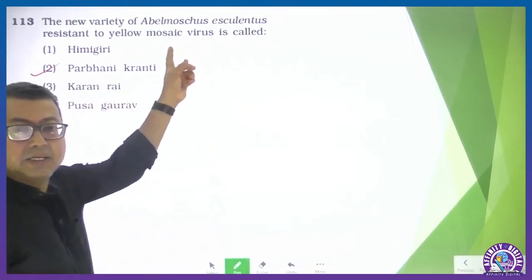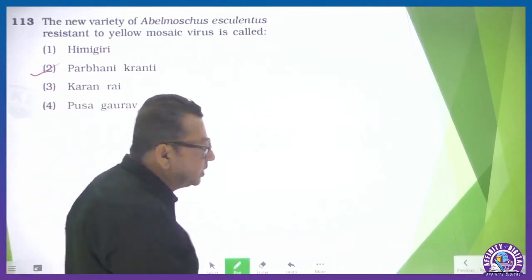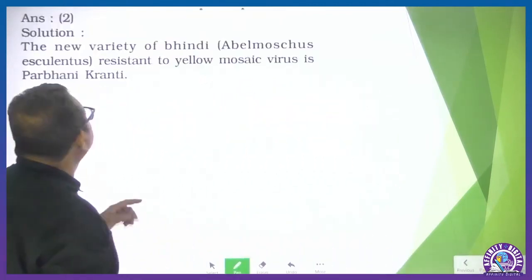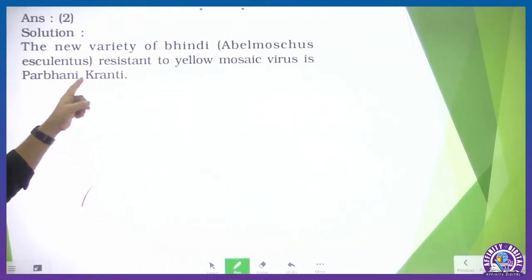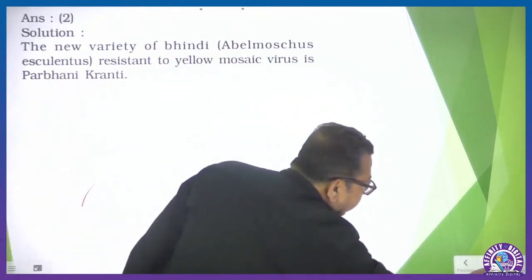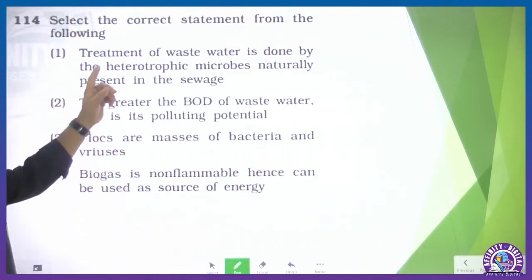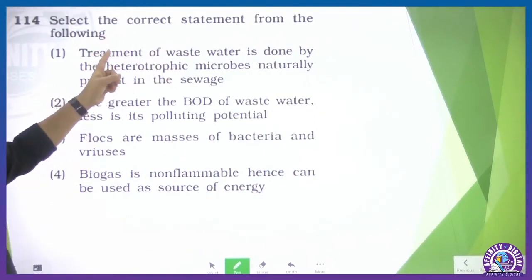Resistant to which virus? Yellow mosaic virus. Moving on to the next question, this was the solution. So, Parvani Kranti. Okay, next question. Select the correct statements from the following.